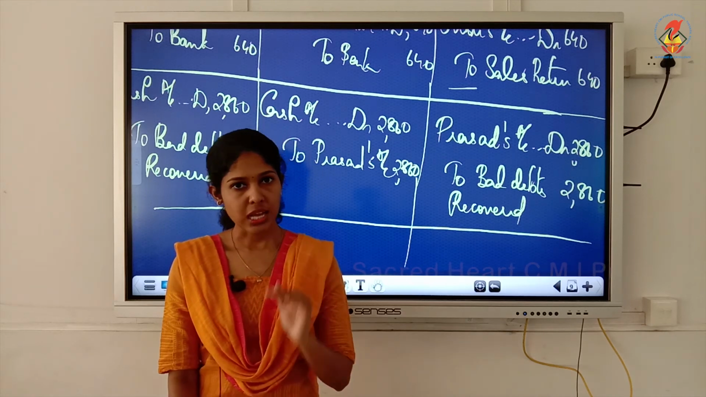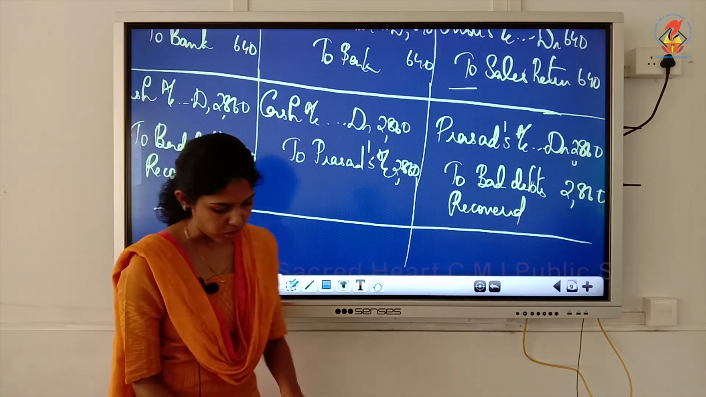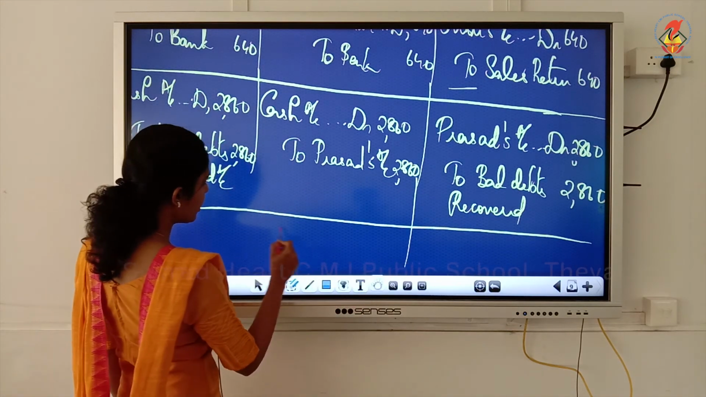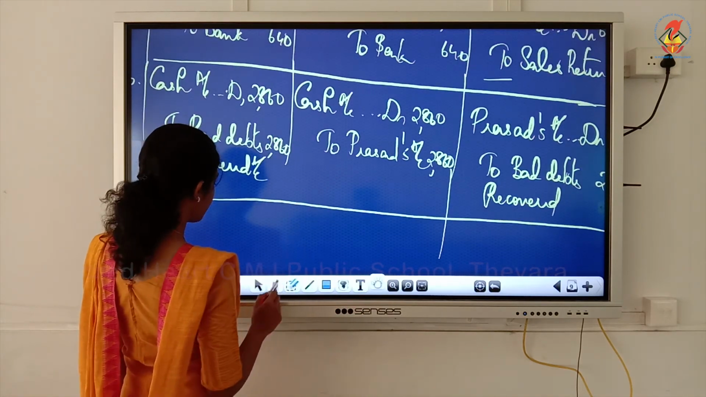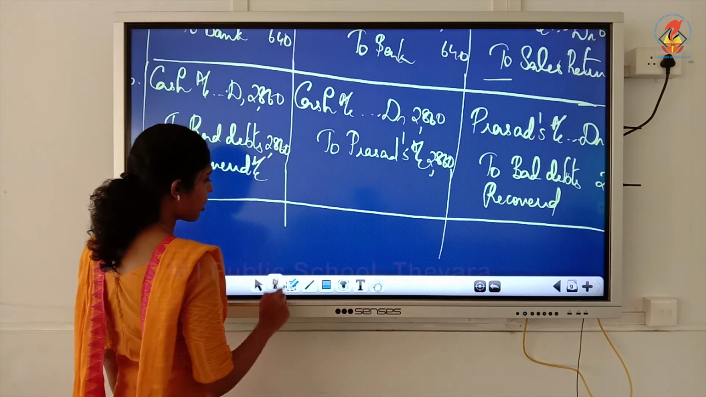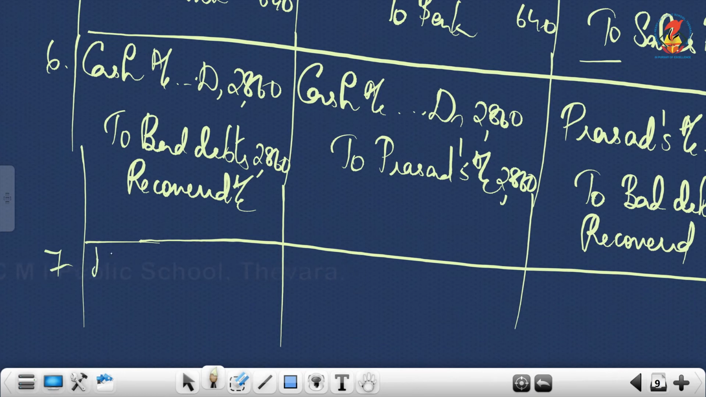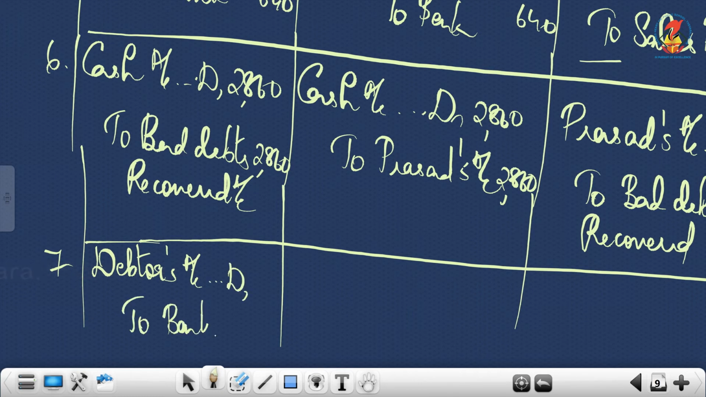So the entry is customer's account debtor to bank. What is the amount? It is 8,000. You can either write customer or you can write debtor. Both are correct. Since the name is not specified here, you can write it as customer or debtor. So debtor's account, debtor to bank account, the amount is 8,000.